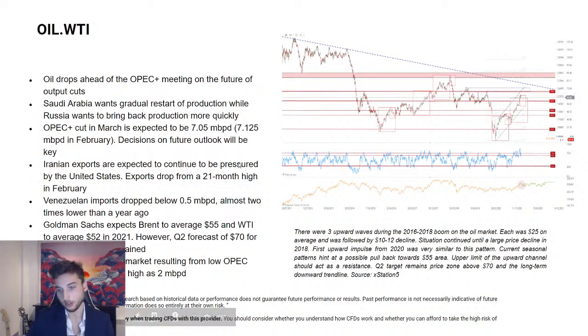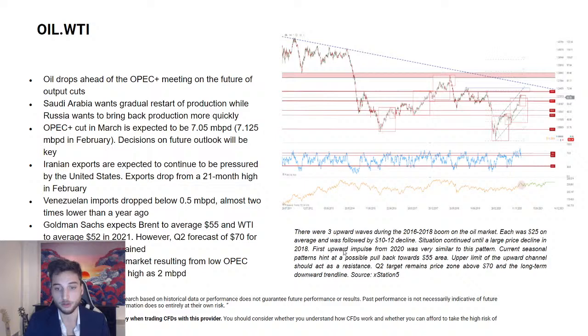The current deficit on the market resulting from low OPEC production may be as high as 2 million barrels per day. Now, before we talk about the OPEC meeting in particular, let's talk about this chart on the right-hand side. This is the seasonality, this is the RSI, relative strength index, and then a daily chart of oil. This is Brent. So there were 3 upward waves during the 2016-2018 boom on the oil market. You can see 1, 2, and 3.